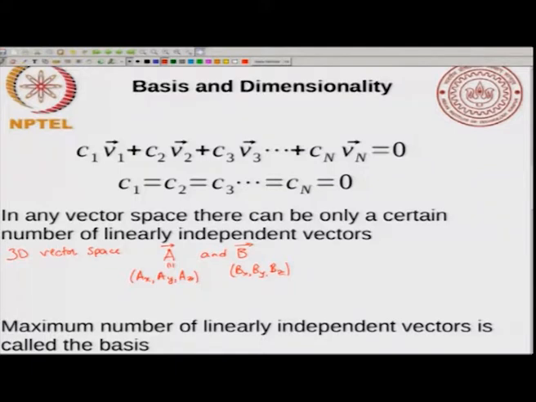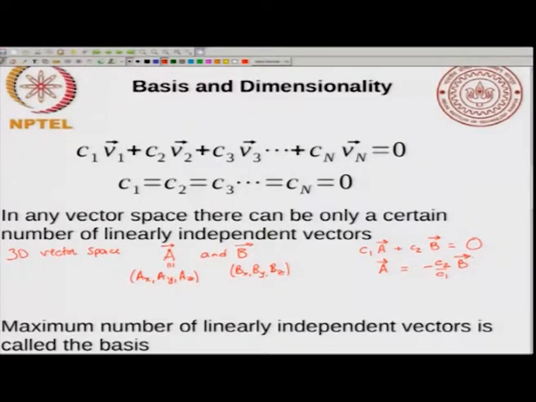Now, A and B being linearly independent means you will write C1A plus C2B equal to 0, so you check if they are linearly independent, then this is satisfied by some C1 and C2 which are both not 0. So if this is satisfied for some C1 and C2 which is not 0, then I can write A as minus C2 by C1 B. So that means A is proportional to B. A is a vector that is in the same direction as B, it has a slightly different length.